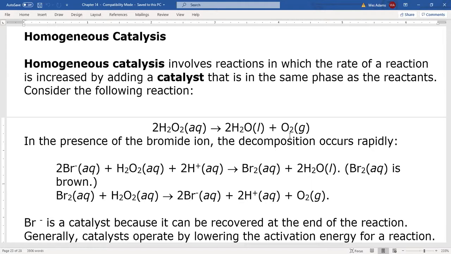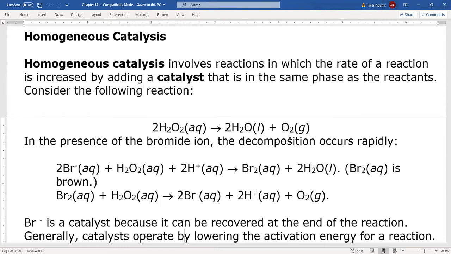So in the presence of the bromide ion, hydrogen peroxide decomposes quite rapidly, where it decomposes much more slowly under ordinary circumstances. So the bromide reacts with hydrogen peroxide in a little bit acidic solution. So we got the H plus in there, and we form bromine plus the water. The cool thing about this reaction is that you'll see that brown color appear and then disappear because bromine is brown and it is our intermediate.